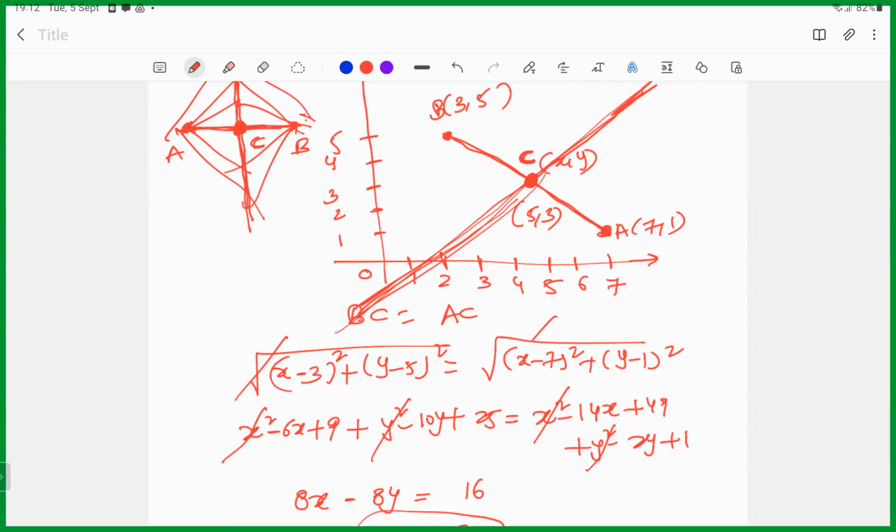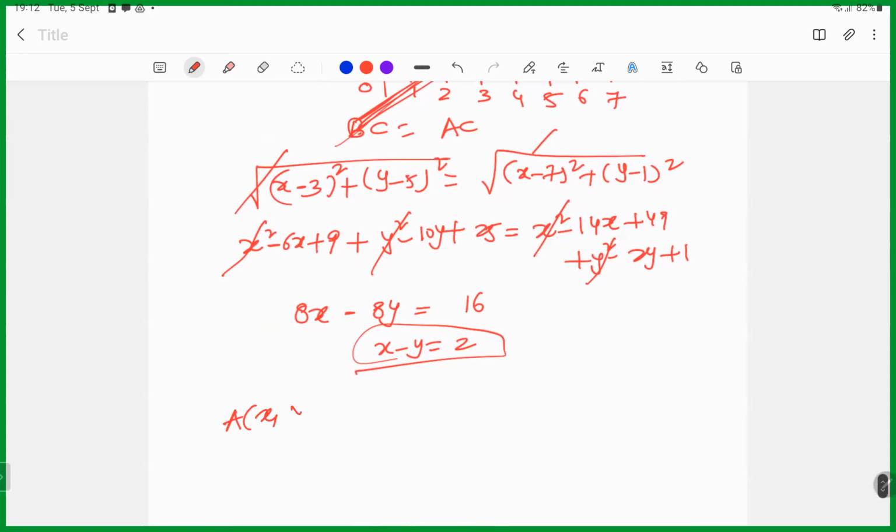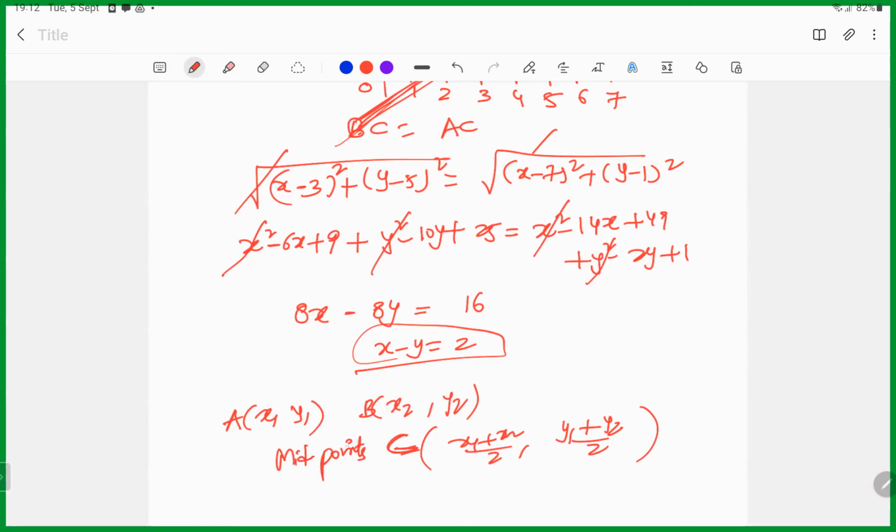How to calculate the midpoint? x1 plus x2 by 2, comma y1 plus y2 by 2. Right? If point A is x1 comma y1 and B is x2 comma y2, then the midpoint will be x1 plus x2 by 2, comma y1 plus y2 by 2. Midpoint. Okay, got it.